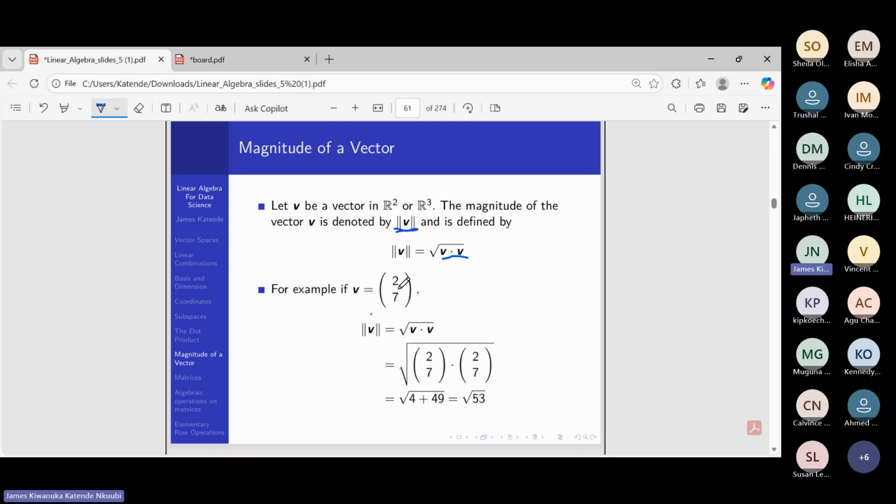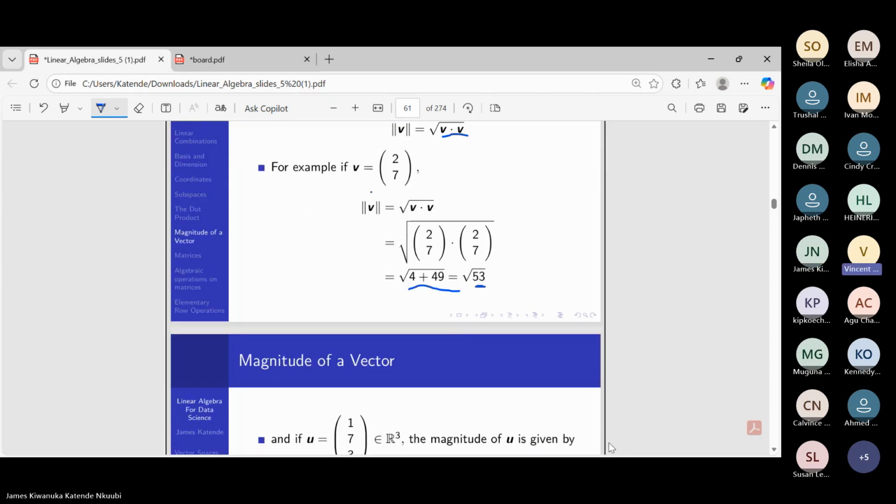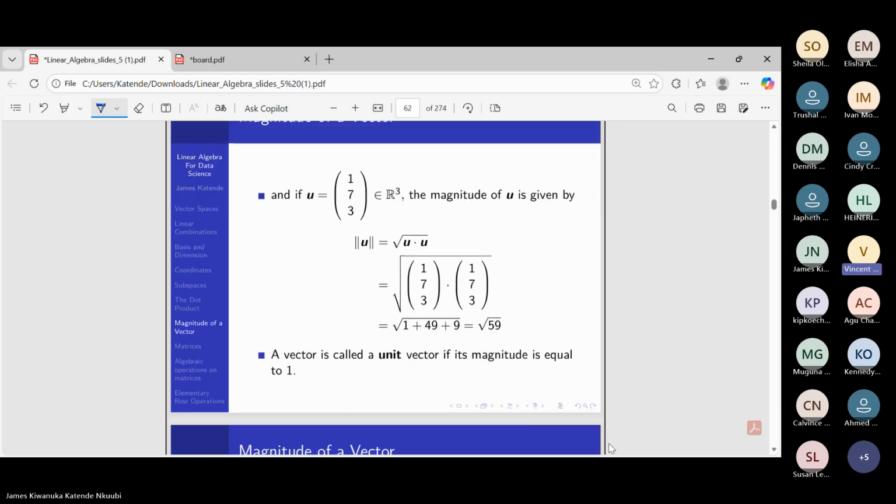So for example, if you have this vector 2, 7, its magnitude is simply the dot product, then you get the square root. So the magnitude of V is the square root of 53. So again, an example here, but in R3, the same idea, get the dot product of U with itself, and then get the square root. So this vector in R3 has a magnitude or a length of square root of 59.